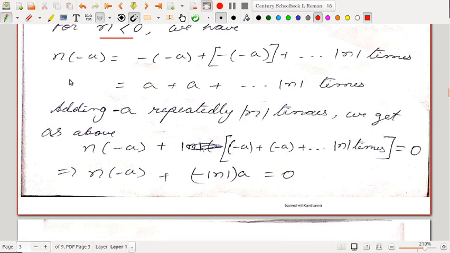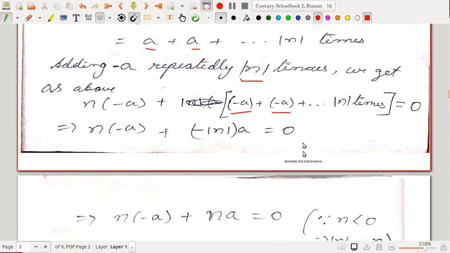For n less than 0, we have n times minus a is the inverse of minus a added mod n times. So what is the inverse of minus a? It's minus of minus a, and we have already seen in group theory, inverse of the inverse is the element itself. A inverse whole inverse equal to a, so minus of minus a is a. So it's ultimately a plus a added mod n times. Then we repeatedly add minus a on both sides. How many times will we add minus a? We will add it mod n times. So it's ultimately minus a added mod n times.